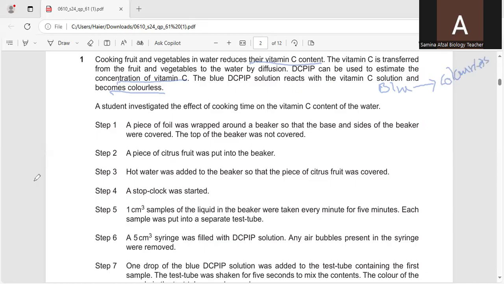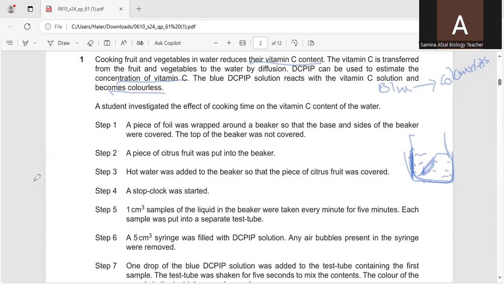So a student investigated the effect of cooking time on the vitamin C content of the water. A piece of foil was wrapped around a beaker so that the base and sides of the beaker were covered. The top of the beaker was not covered. So the beaker was wrapped from the sides and from the bottom. A citrus fruit was also kept in it. So hot water was added into it so that the piece of citrus fruit was covered.